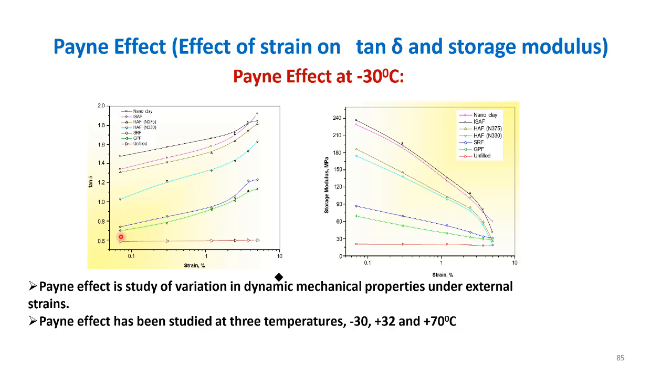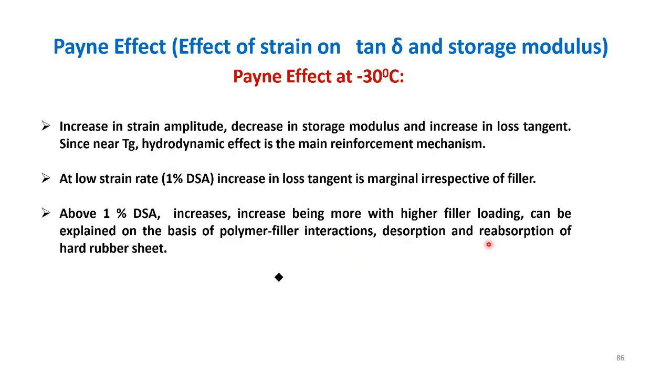And they have also studied how the property changes for different materials with increasing strain percentage. So in most of the cases, with increasing filler, in the unfilled there is no change, but with the addition of filler and with its higher particle size, the tan delta was increasing and the storage modulus was decreasing. So with the increase in the strain amplitude, the storage modulus decreases and the loss tangent increases. And since near Tg the hydrodynamic effect is the main reinforcement mechanism, that's why this phenomenon is happening.